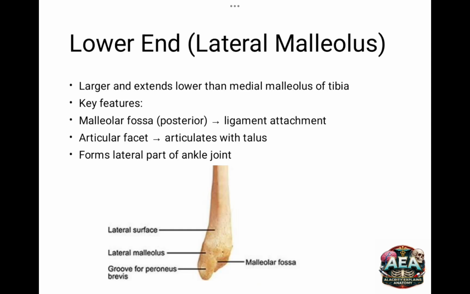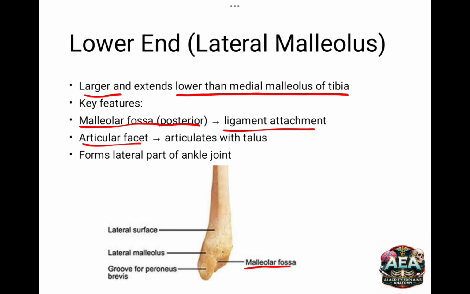Now let's look at the lower end of the fibula, the lateral malleolus specifically, because that's the most unique feature of the lower end. It is larger and extends lower than the medial malleolus of the tibia. The key features, like we said earlier, you have the malleolar fossa posteriorly for ligament attachment.